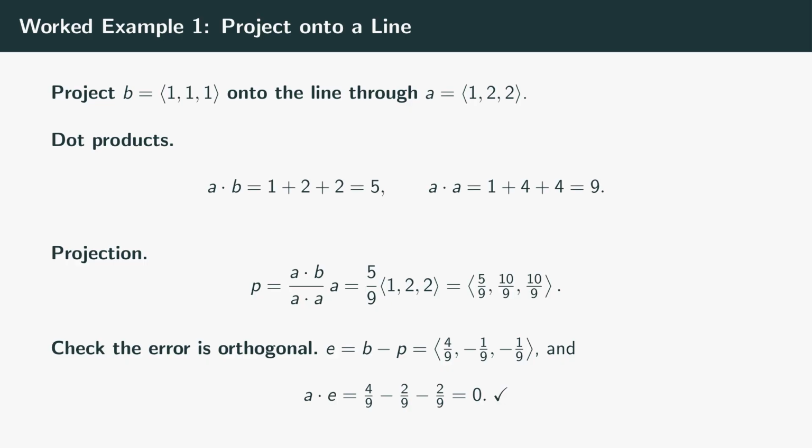Now the habit you should never skip, check that the error is perpendicular. Subtract the projection from B to get the error vector 4/9, -1/9, -1/9. Dot it with A, 4/9 minus 2/9 minus 2/9, which is 0. Perfect. The error came out perpendicular to A exactly as the construction demanded. If that dot product had not been 0, we'd know we made an arithmetic slip. The orthogonality check is free insurance on every projection.